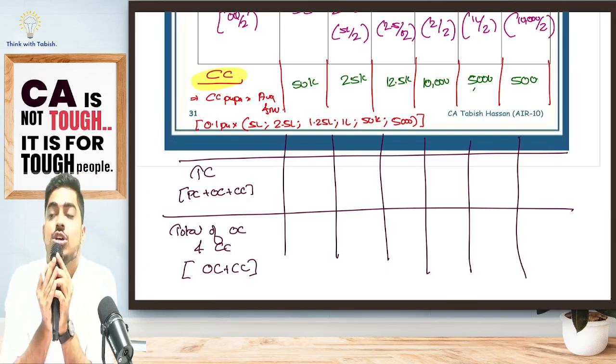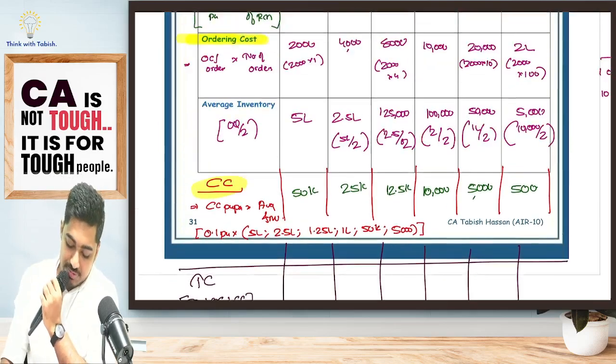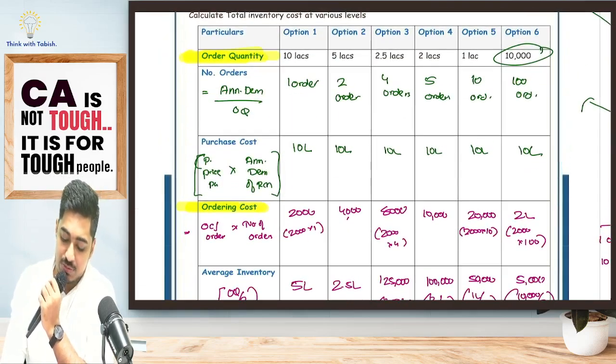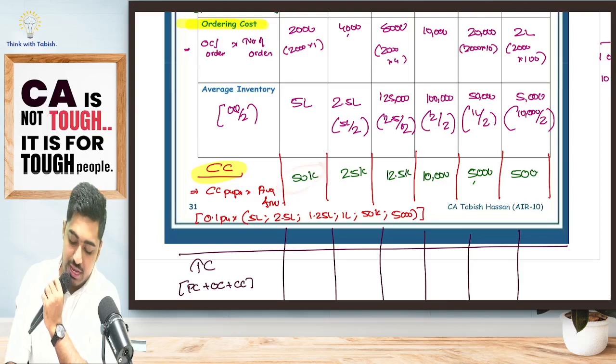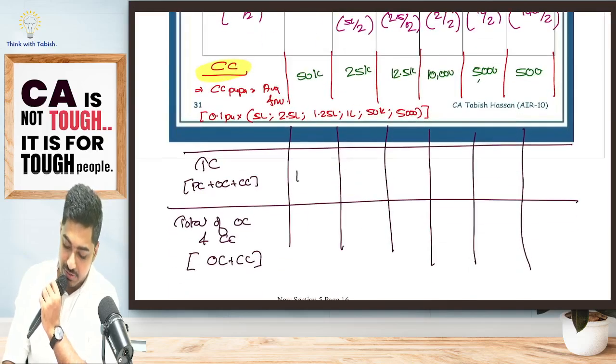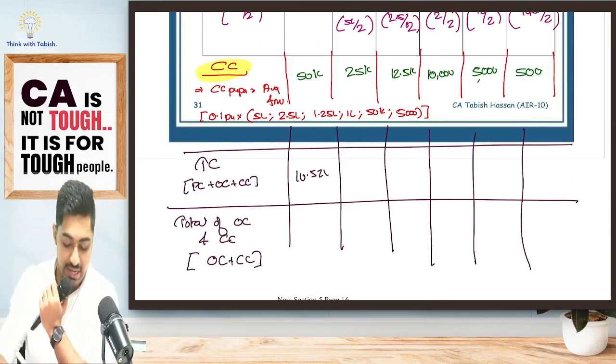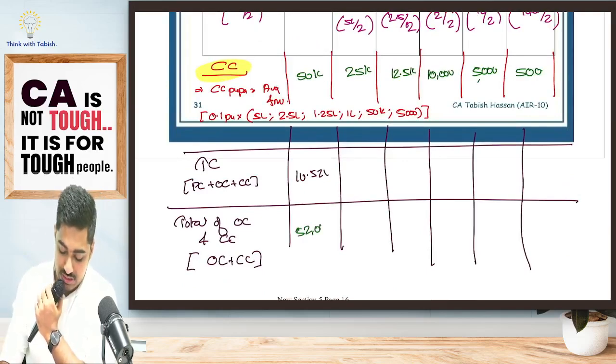Okay. We are almost at the verge of completing the concept. Pay attention, everyone. In each of these options, tell me first option. Purchase cost is how much? 10 lakh. Ordering is 2000. Carrying is 50. So can I tell total is 10.52 lakhs? Yes or no? If I exclude my purchase, only ordering and carrying, it is 52,000.